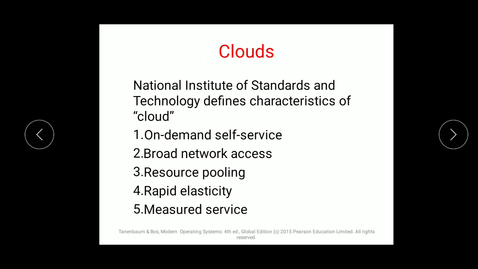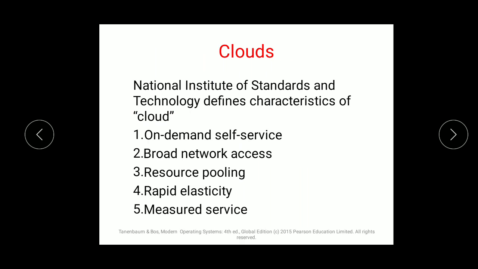Rapid elasticity. Users' demand should be fulfilled by acquiring and releasing resources automatically. I do not have to go and ask somebody to release my services. Acquiring, using and storing the data can be done. So it is rapid elasticity. At that moment of time, the reply is being given.